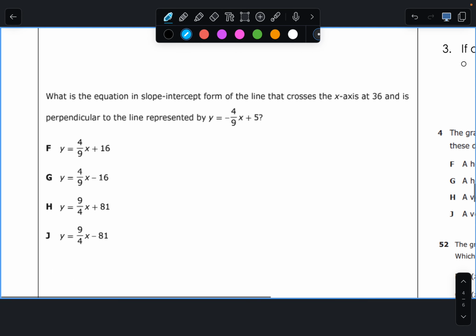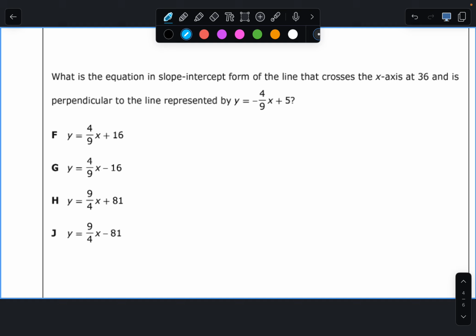So, here, which equation in slope-intercept form is perpendicular? The first thing is I'm going to take that slope, use KFC, and -4 over 9 becomes what? 9 over 4. Positive 9 over 4. So get rid of what answers?